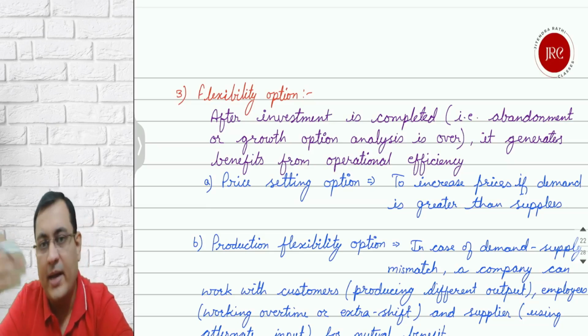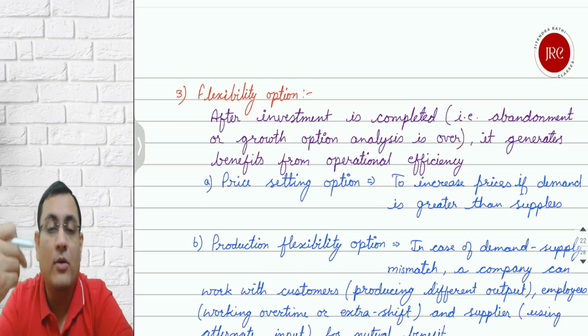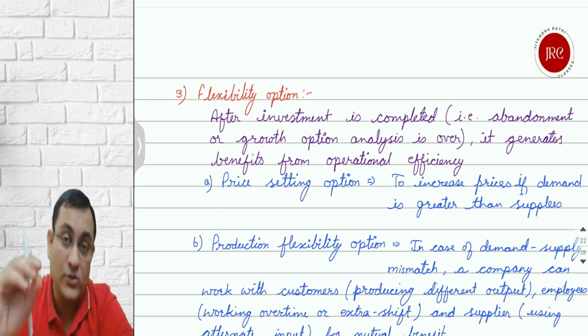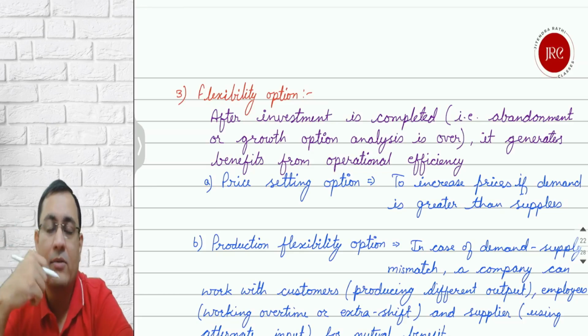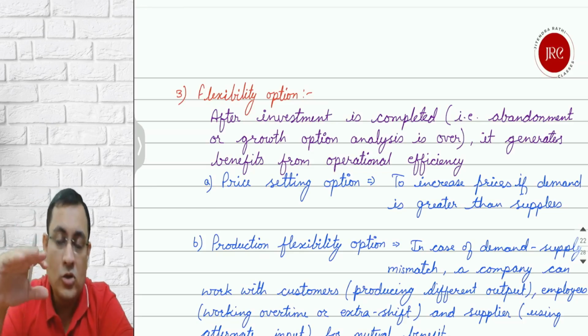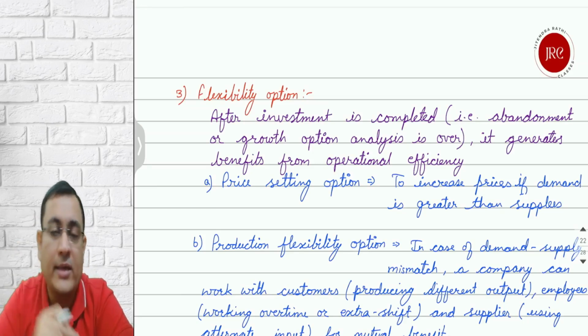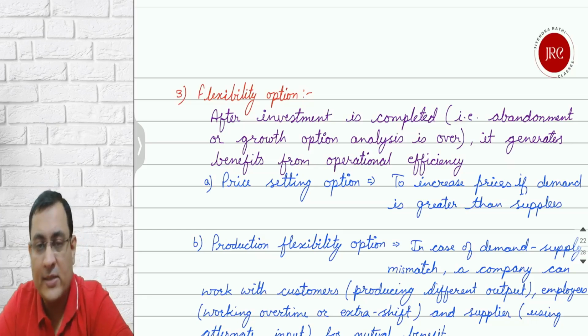First, if demand is higher than supplies and if supplies cannot be increased, then we may go for raising the prices in the market for our product. Of course, this is going to have a negative effect also because of price elasticity of demand, which is negatively related with the price. But if the overall benefit is more, then we will go for increasing the prices. So this type of option is called a price setting option.